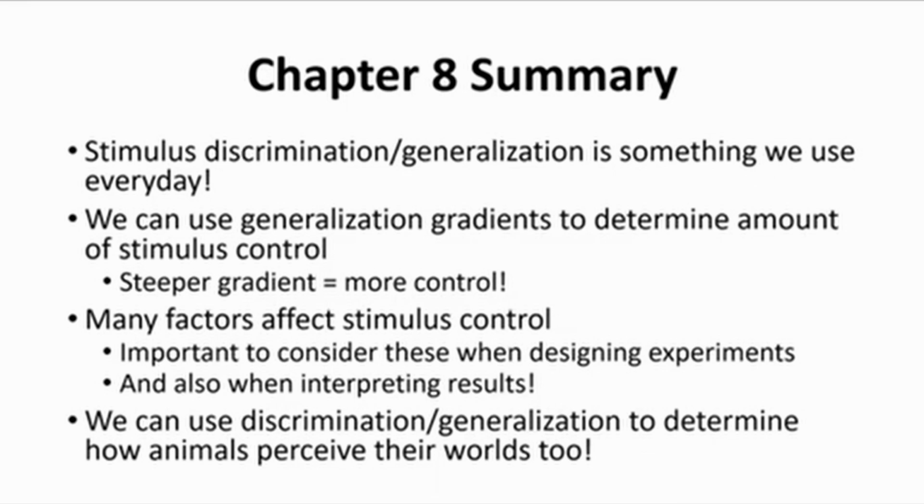We also talked about many factors that affect stimulus control. It's important to consider all of these factors when you're designing experiments and when you're interpreting the results of other experiments. And with all that we know about these discrimination and generalization setups, we can make use of these to learn how different animals perceive their worlds. Are they capable of seeing this? Are they capable of telling the difference between these things? What features do they treat similarly and which ones do they treat differently? So lots and lots of information covered in this chapter.